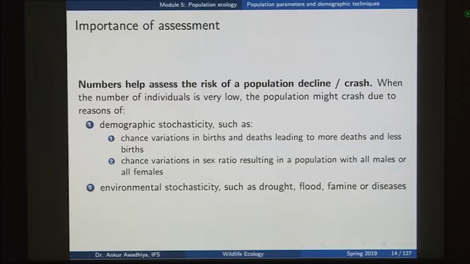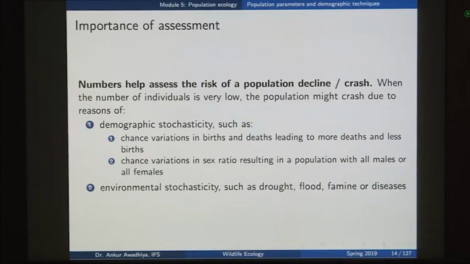So, for instance, if you have a very small population, say 4 tigers in an area, and these 4 tigers turn out to be all males. If you have 4 males in an area, the population is not going to increase any further. So, with the death of these 4 individuals, the whole population would collapse down to 0.